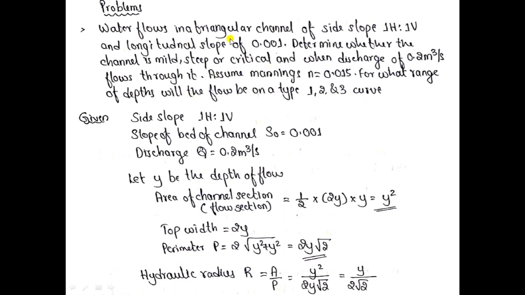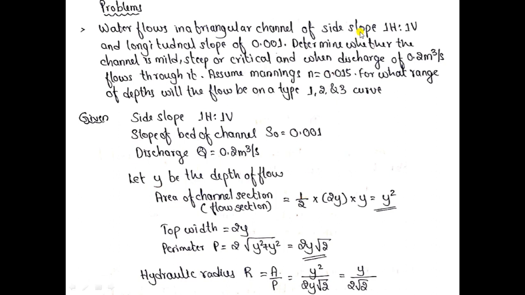Now, here the side slope of the triangular channel is given 1 horizontal to 1 vertical, and slope of bed of channel is given S0 equals 0.001. The discharge is 0.2 meter cube per second. Let y be the depth of flow. So the area of channel section or area of flow section will be, the area is given by half base into height.